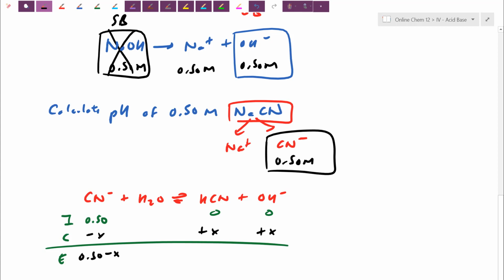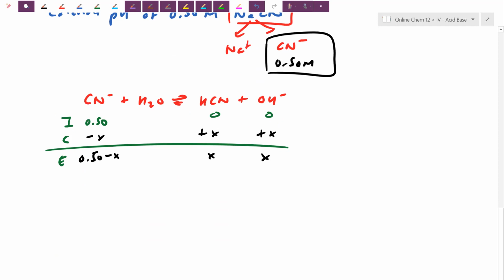We had 0.50 minus x. This one's going to be x and x. And then whenever we have this, we're ready to plug into the Kb expression. The Kb expression, I would still tend to write it out with the chemicals, so HCN times hydroxide, just to make sure all the chemicals go in the right places. I'm going to get Kb from the table.